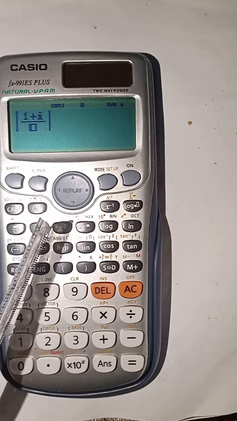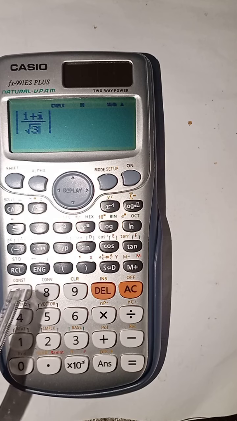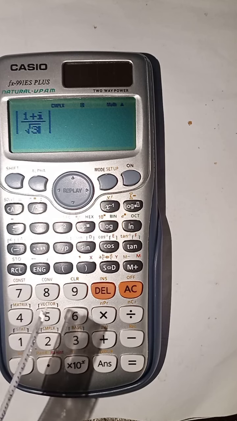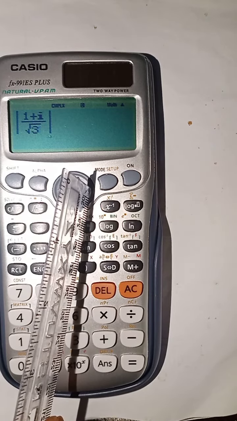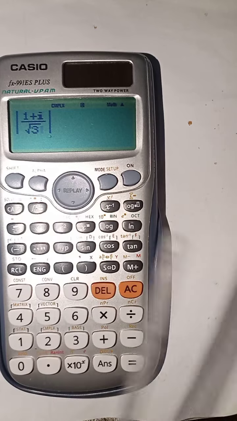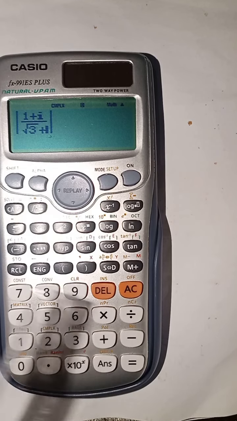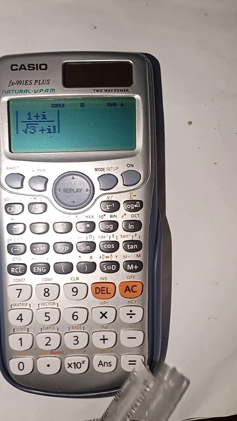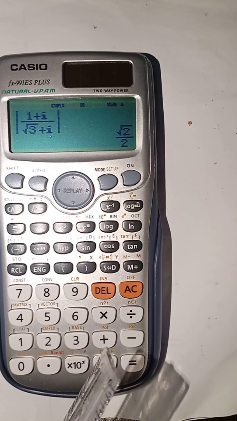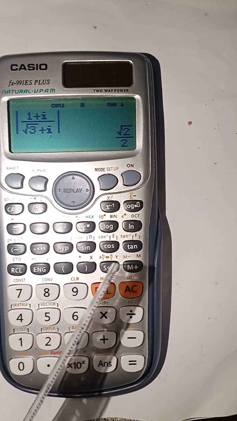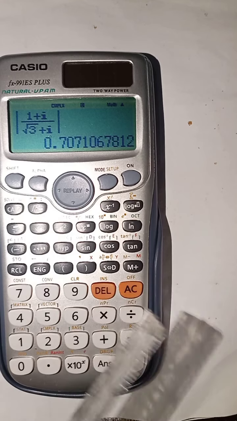Then root 3. Then don't just press plus i, no, because the plus i is not inside the root. So before you press plus i, you must ensure you move the cursor out of the root by the forward part of your replay button. Then I press plus i, then press equal to. That's how it will be: root 2 over 2. That will be the answer. Or press this S to D button, 0.7071.